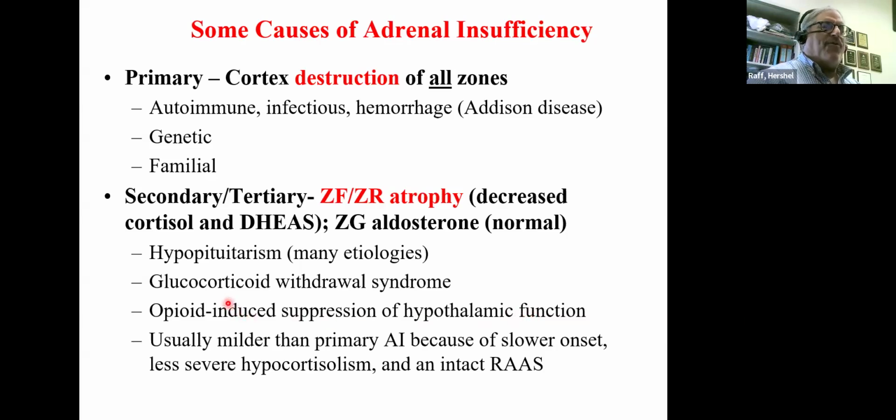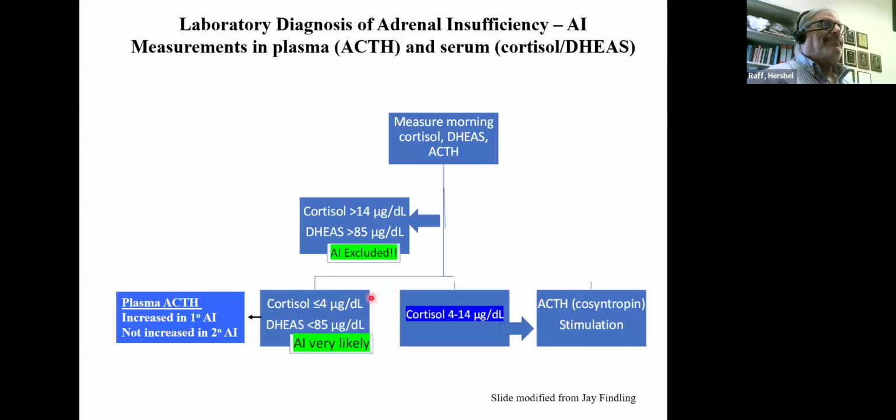So they have enough cortisol to prevent an adrenal crisis. Probably what they don't have is enough cortisol if they get really, really sick. Stress doses is what we call it. Again, secondary is usually milder because it's slower in onset, less severe, and there's an intact renin-angiotensin system.